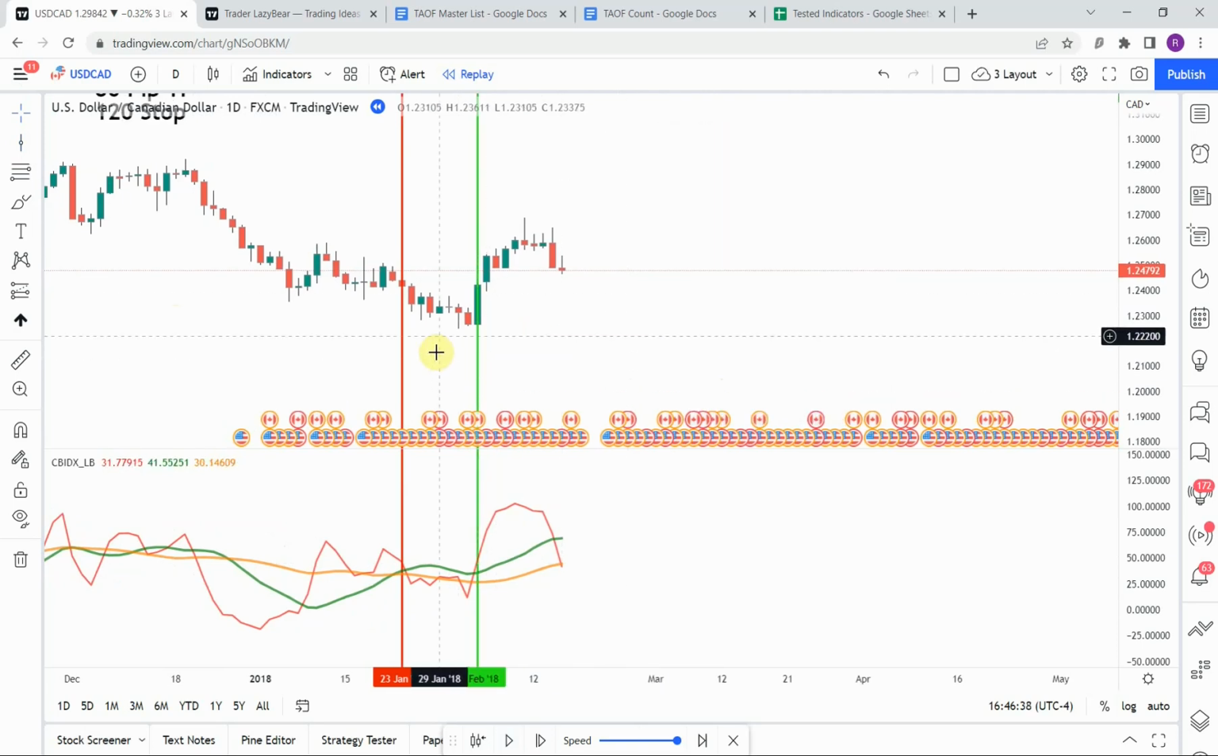All right, we get that kind of continuation, I guess you could call it, where the green line is still above the orange and the red line comes down here and then spikes back up above the green line. So it's above both of the two lines there right here. And you see that we get a really nice push to the upside there, which does come up and get us to our take profit. Let's go ahead and continue on.